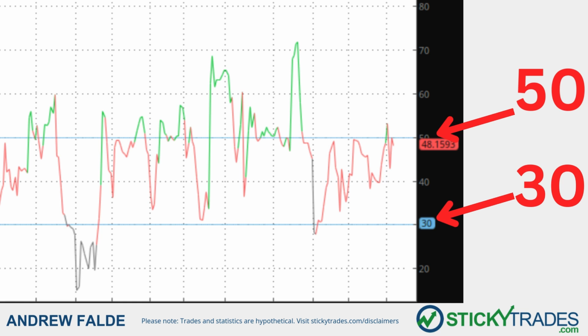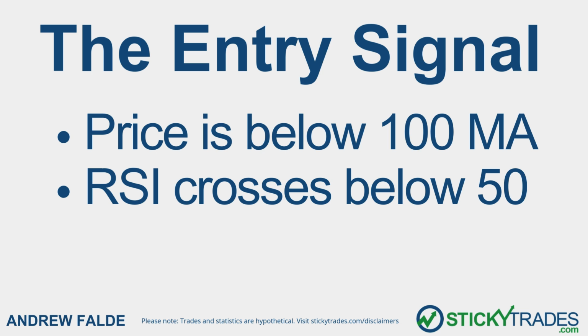By default, it's probably 70 and 30 or 80 and 20. And actually, I do have to apologize. I'm going to have this corrected on the next slide. It's actually 20. Okay, so 20 is the oversold level. So it's 50 and 20. All right, and you'll see that here in a minute.